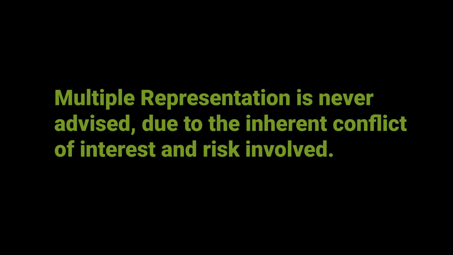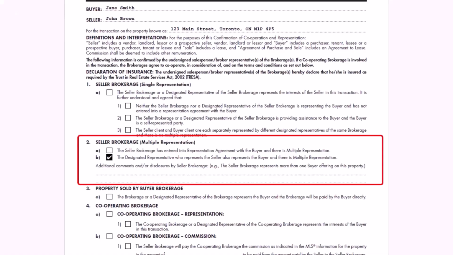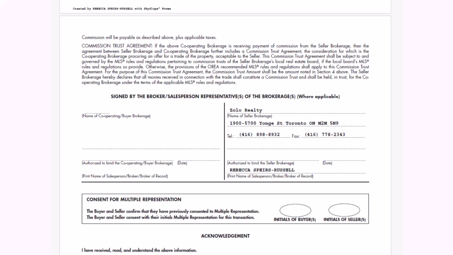Now, multiple representation is always strongly discouraged because of the inherent risks associated with this type of transaction. But if you do find yourself in a multiple representation scenario, there are some important changes that you need to make to your form. So instead of completing section 1, the seller brokerage, you would leave that blank and then come to section 2, seller brokerage multiple representation. And here you would check box 2B to indicate that you are the designated representative for both the buyer and the seller. And then under brokerage information, you would enter your brokerage information under the seller brokerage side and leave the cooperating brokerage side empty, since technically there is no cooperating brokerage.